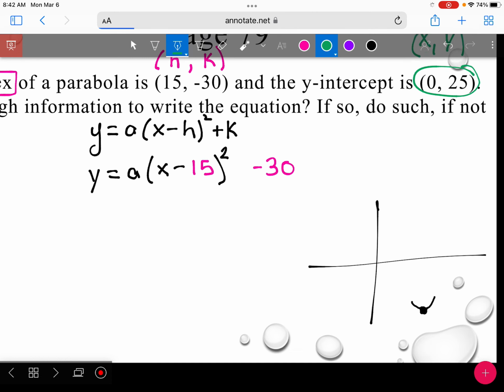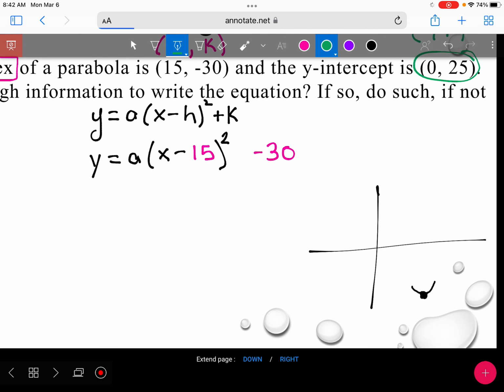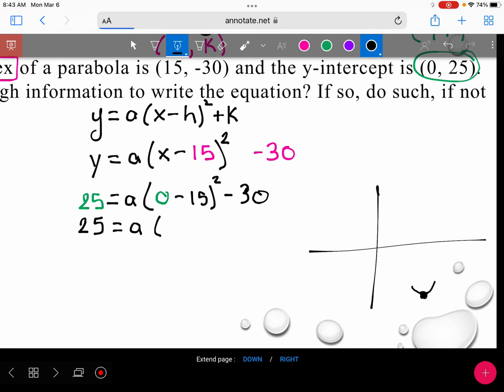That's totally fine. What we have here is we're going to take and we're going to substitute in. My y is 25. I don't know a. My x value for this 25 is 0 minus 15 squared minus 30. Could we solve that and figure out what a is? Yeah. I only have one letter here. If there's only one letter, I can absolutely get there. I can solve it down. So let's simplify as much as we can. We have 25 equals a times, what is 0 minus 15?